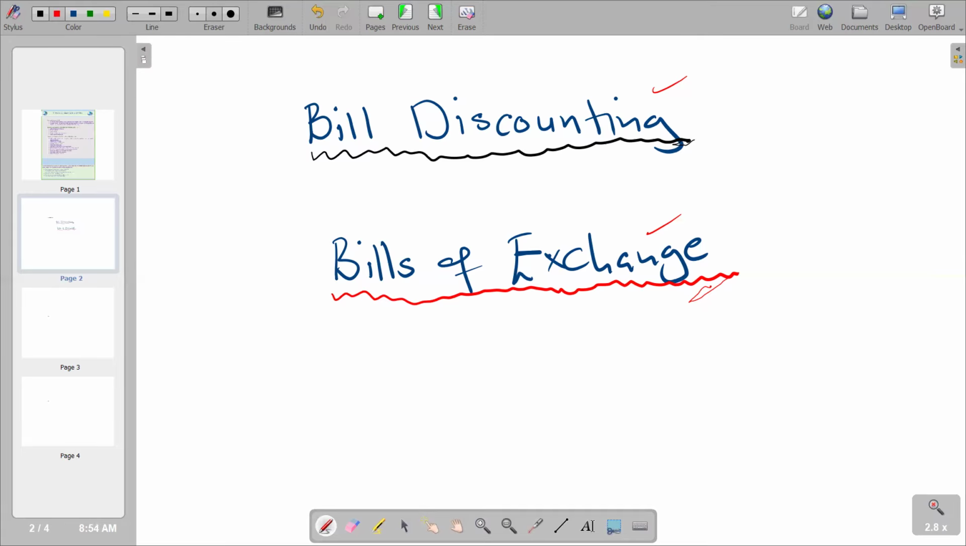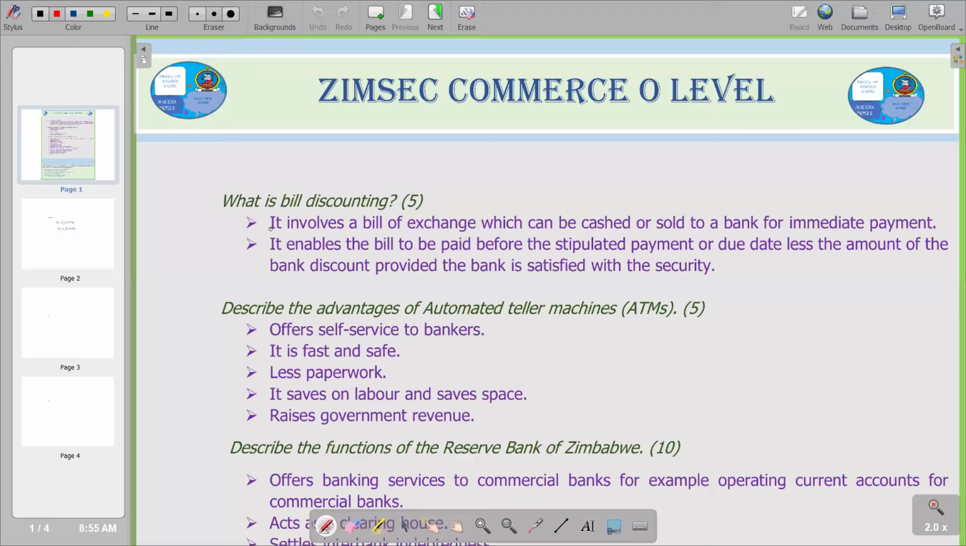This is the explanation that we have of these two, that is bill discounting and bills of exchange. You are going to see that according to the explanation, a bill of exchange comes as a document that facilitates the process of bill discounting. This is so we can now go to our question. The first question that we have is saying, what is bill discounting?